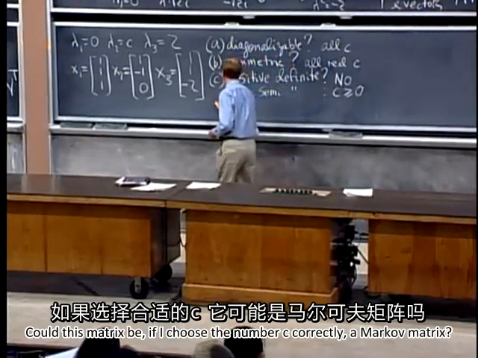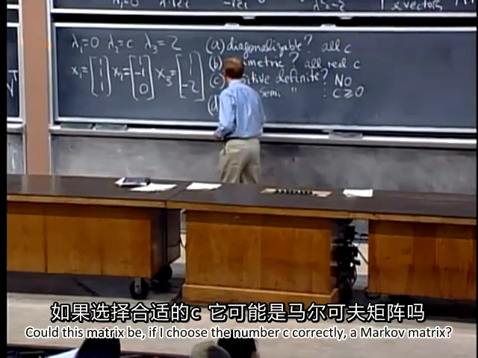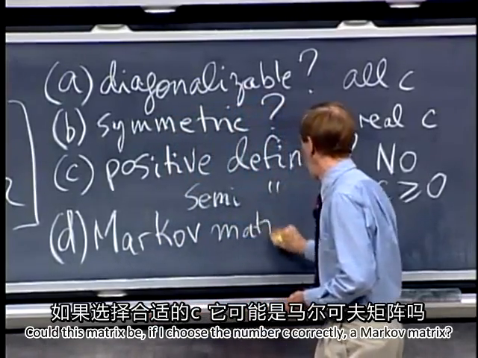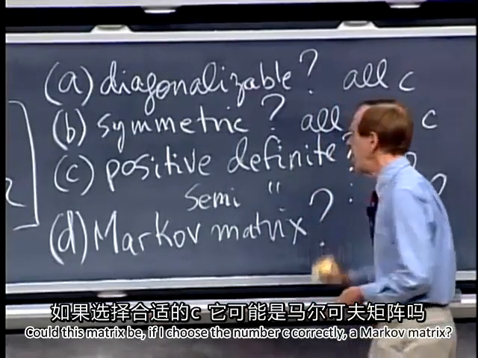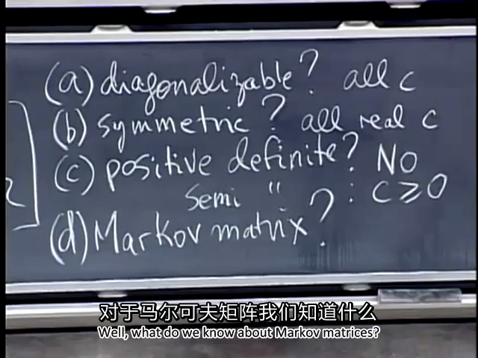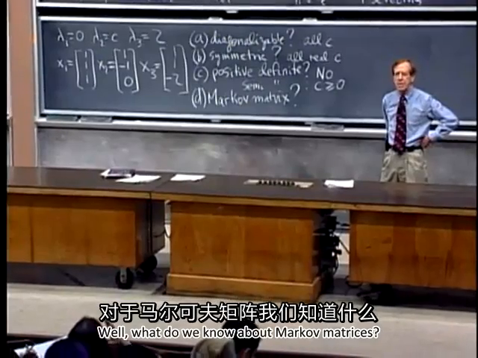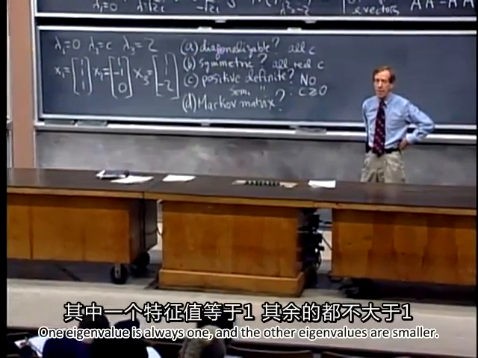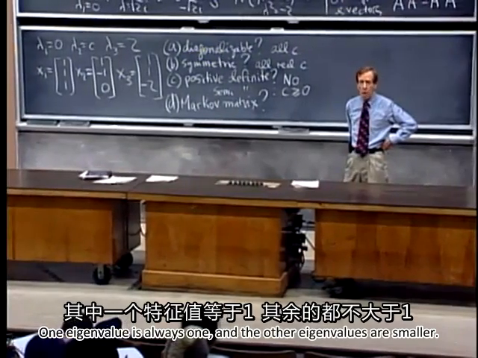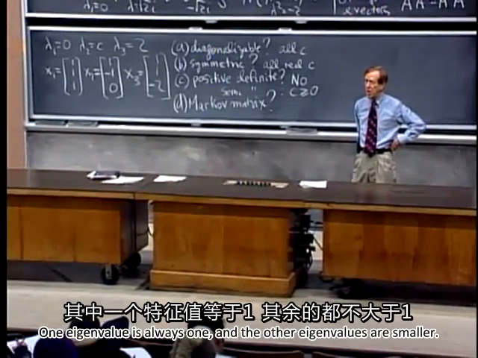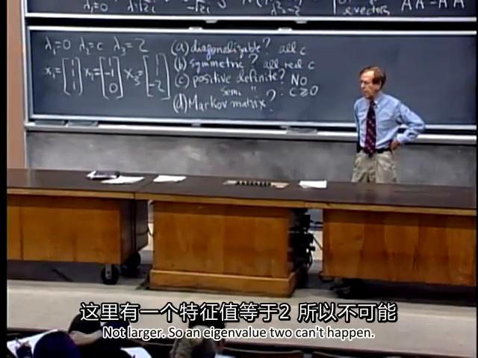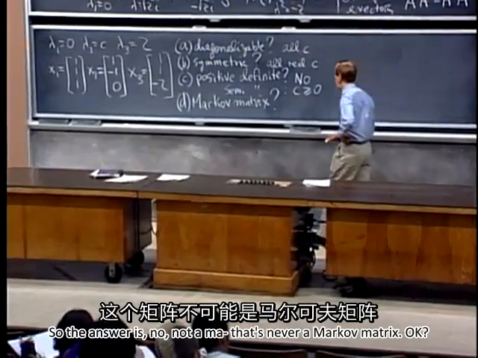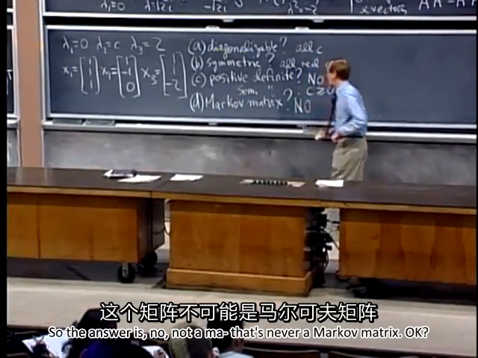Could this matrix be, if I choose the number C correctly, a Markov matrix? Well, what do we know about Markov matrices? Mainly, we know something about their eigenvalues. One eigenvalue is always 1, and the other eigenvalues are smaller, not larger. So an eigenvalue 2 can't happen. So the answer is no. That's never a Markov matrix.